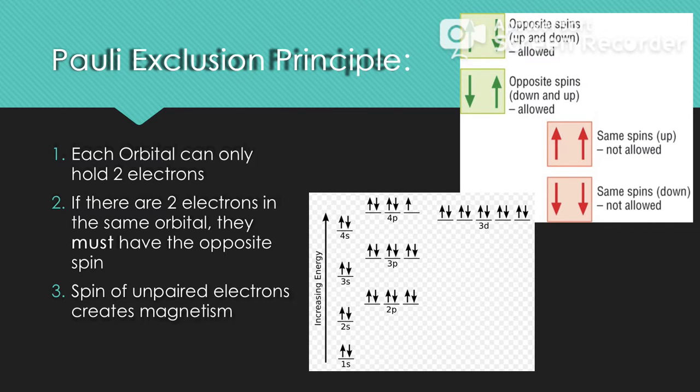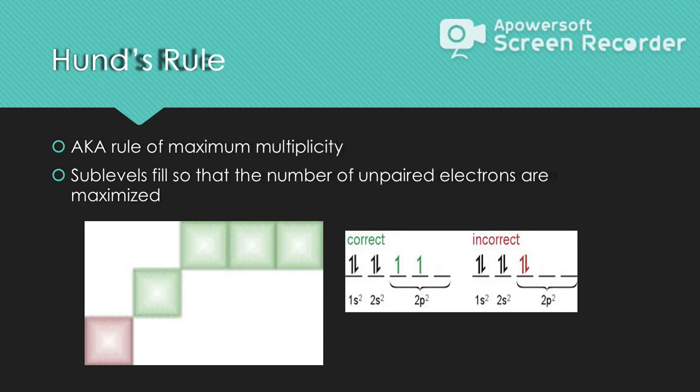Next we have our Pauli exclusion principle. Each orbital can only hold 2 electrons. And if there are 2 electrons in the same orbital, they have to have opposite spin. So you can see up here, one arrow is going up and one is going down. You cannot have them going the same direction. If they are spinning the same direction, there isn't enough magnetism to hold them in place, and they will fly off and go somewhere else. They have to be spinning opposite directions. That creates the magnetism that holds them in towards the nucleus, and keeps them from flying away easily. So that's our Pauli exclusion principle.